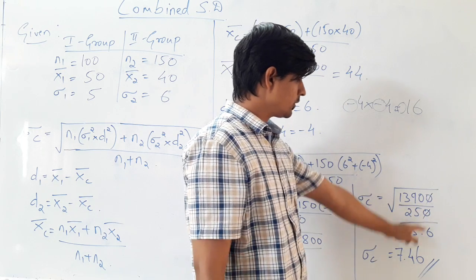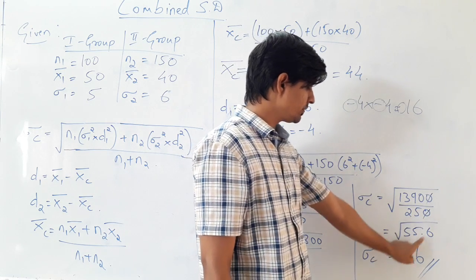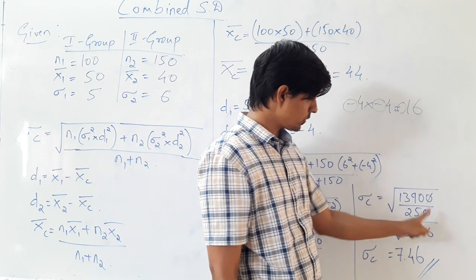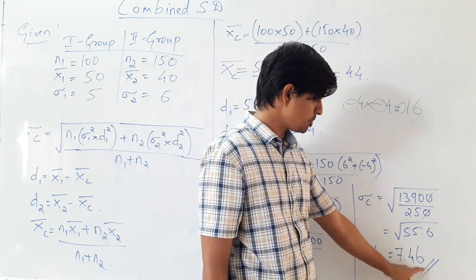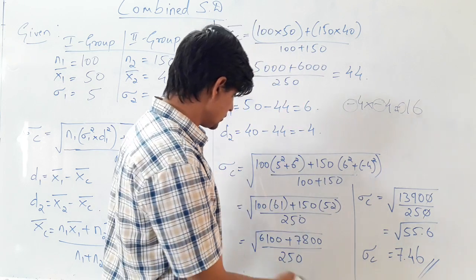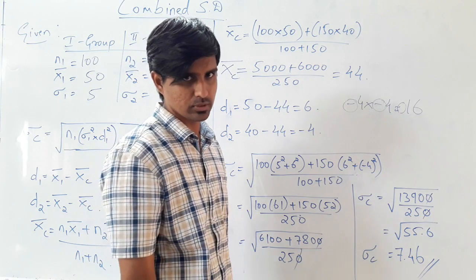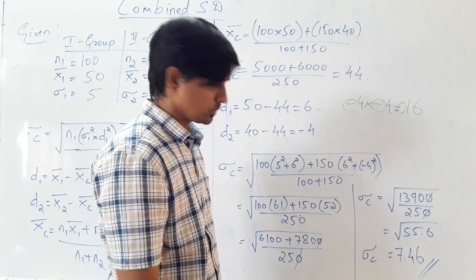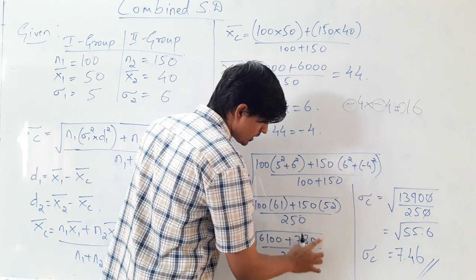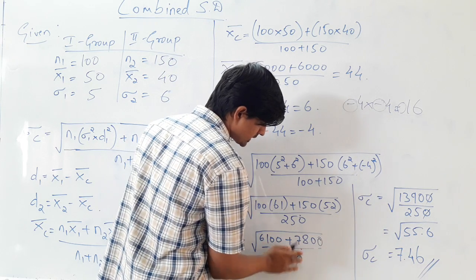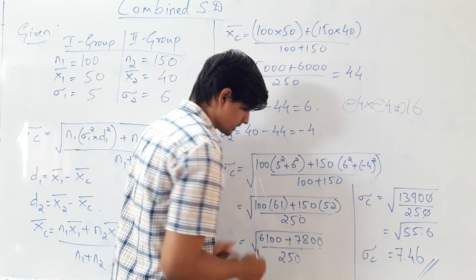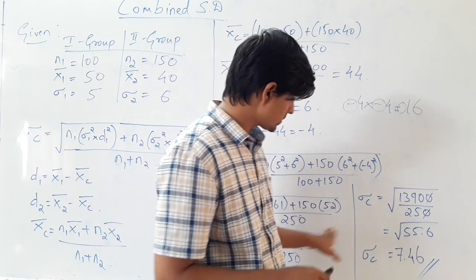So 1390 divided by 25 is 55.6, under root. Now what is the square root of 55.6? It is 7.46. So don't cancel like this somewhere. You cannot do that. It is wrong, so please don't do like that. You will never get the answer then. You can cancel only when you add it.